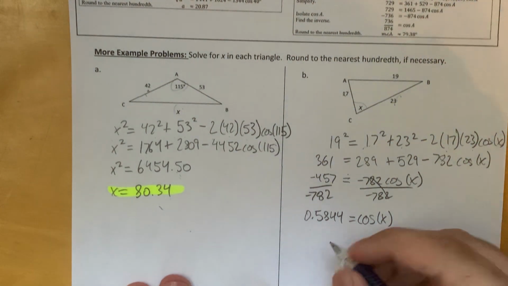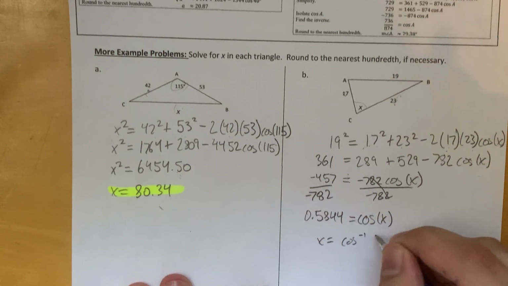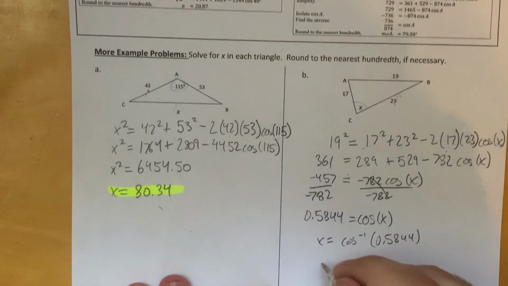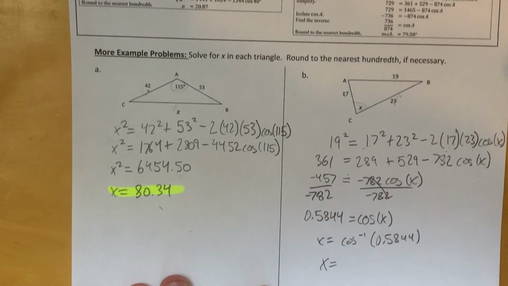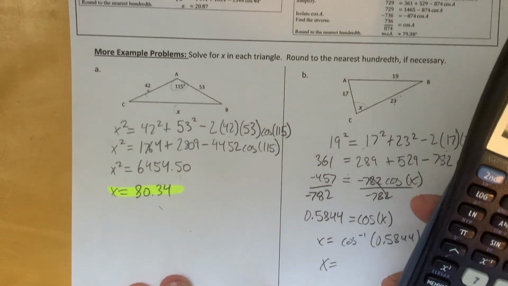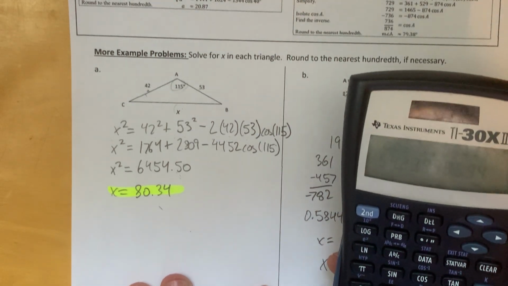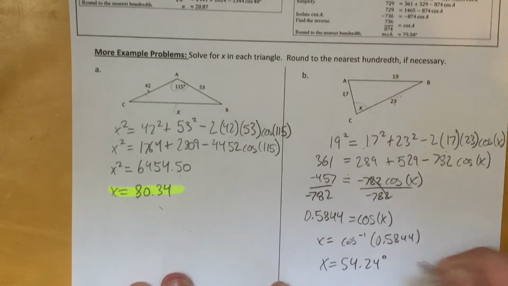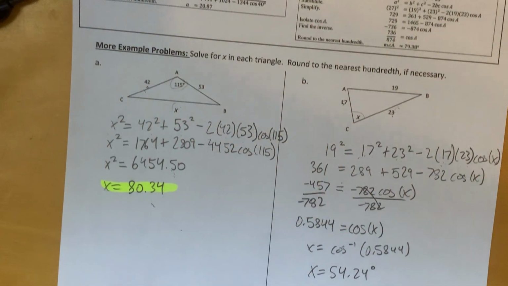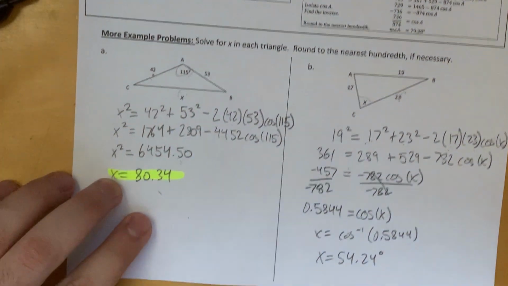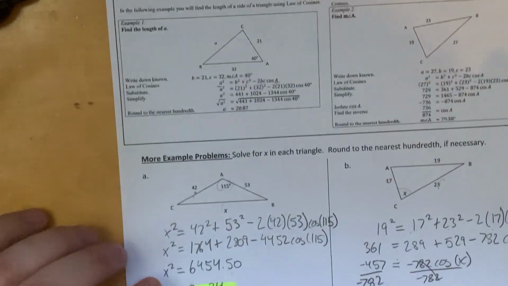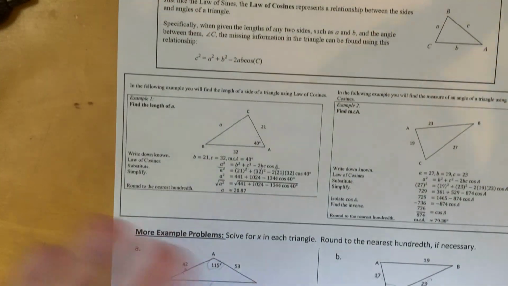And then X equals, I'll write it this time, inverse cosine of 0.5844. And then when I plug it into my calculator, you will get perfect, 54.24 degrees. I'm going to leave it in 2 decimal places. Get my trusty highlighter out to highlight my answer. Look at that, we're done. That's all you have to do for law of cosines.